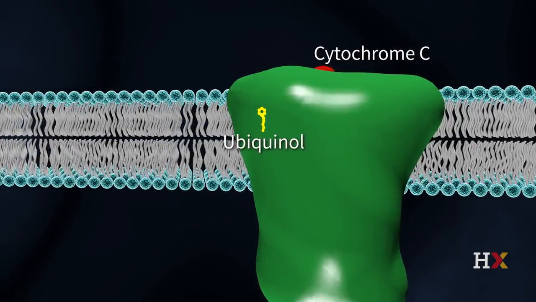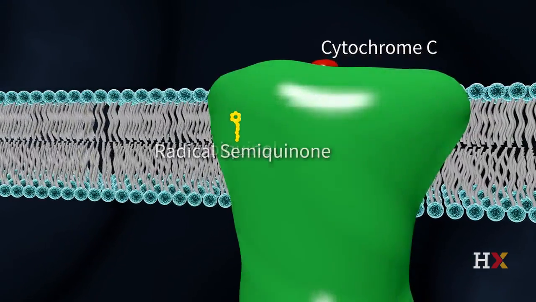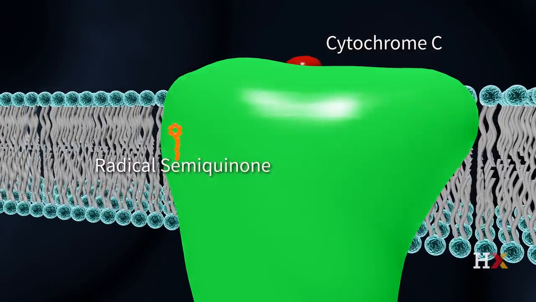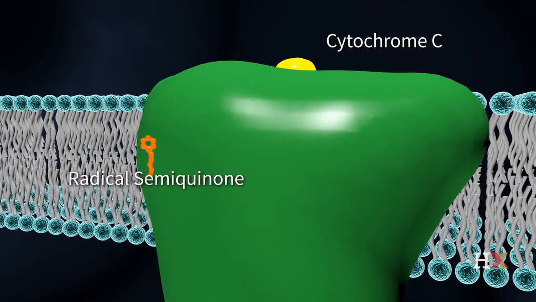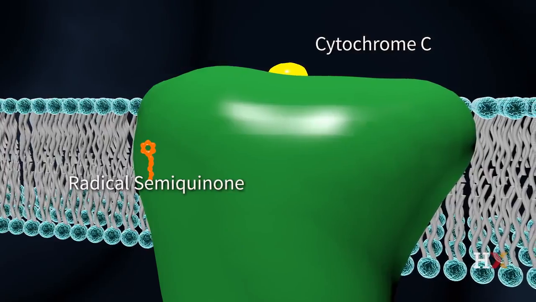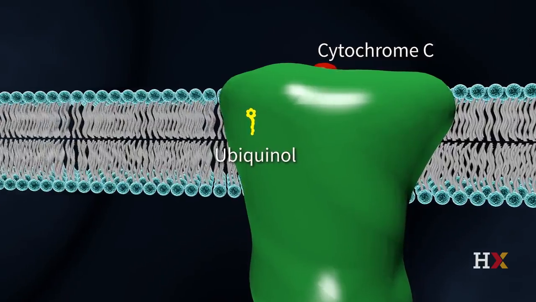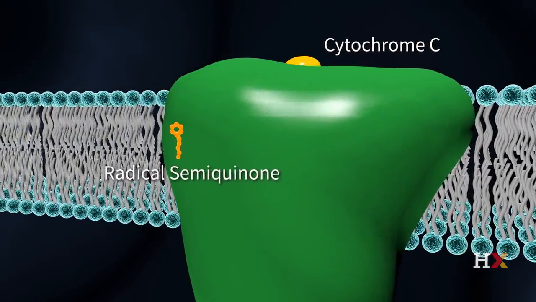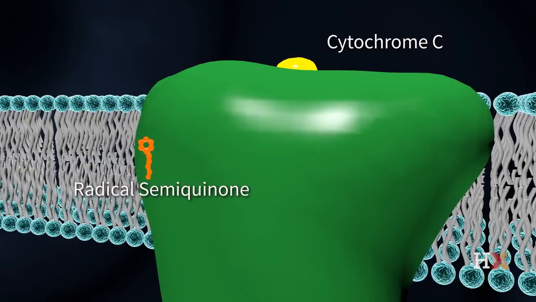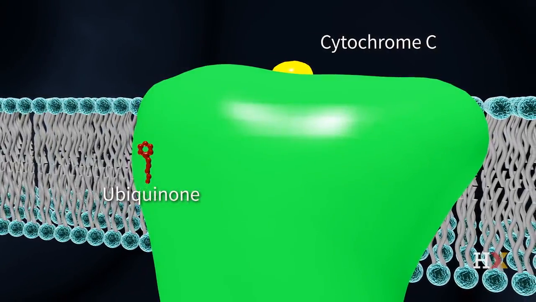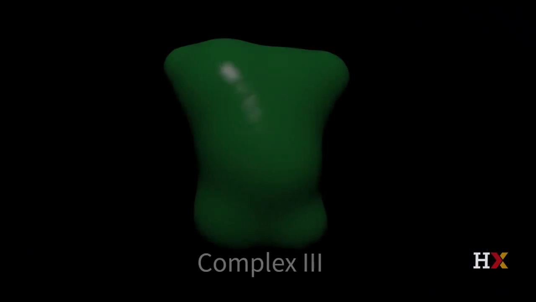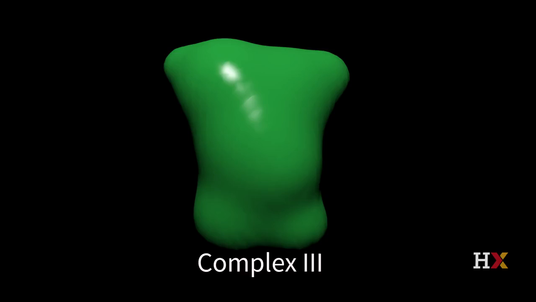One of the challenges during electron transport is the transfer of electrons from ubiquinol to cytochrome C. While ubiquinol carries 2 electrons and 2 protons, cytochrome C can only accept 1 electron. Complex 3 solves this problem by transferring the 2 protons into the intermembrane space and transferring 1 electron directly to cytochrome C, while the other one is temporarily housed by complex 3. Where does complex 3 store the second electron?